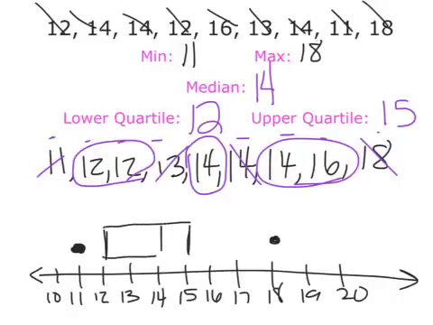Now, all I do is I connect my lines together. That's going to make my box. And then I have to connect my dots over to my box. And there you have your box and whisker.